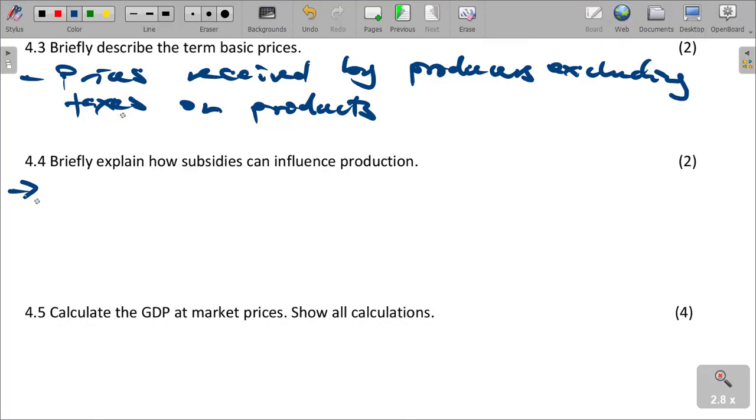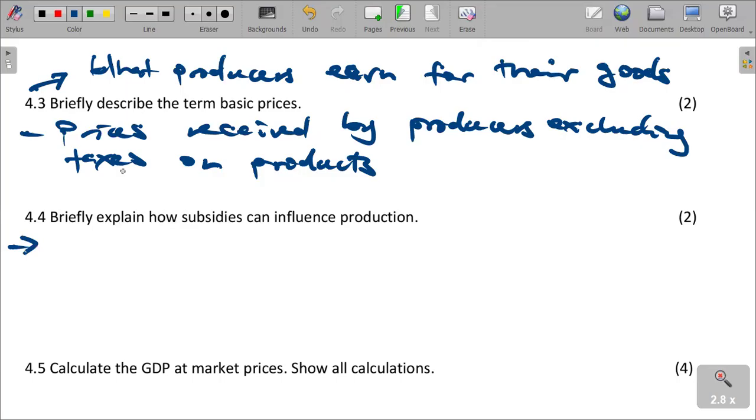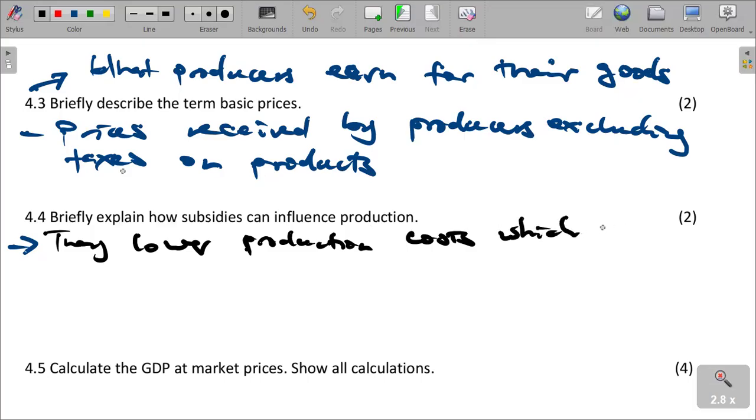And then number 4, briefly explain how subsidies can influence production. How do subsidies influence production? This must be known: subsidies lower production costs. And as production costs are lowered, at the end of the day, this encourages firms.